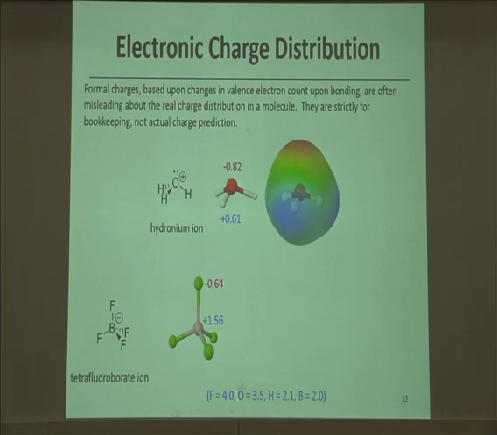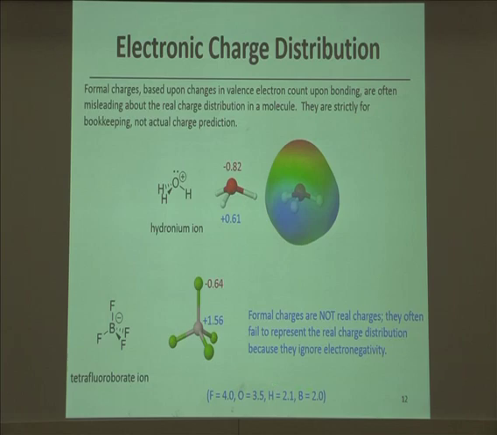Oxygen has an electronegativity of 3.5. Hydrogen has an electronegativity of 2.1. Of course, oxygen is going to pull electron density towards itself. Likewise, fluorine has an electronegativity on the Pauling scale of 4. Boron has an electronegativity of about 2.0. Of course, fluorine will be able to pull electron density toward itself, resulting in a negatively charged fluorine atom and a positively charged boron atom. And like with hydronium, this helps explain the reactivity of BF4 minus, which can be a fluoride source, or an F minus donor.